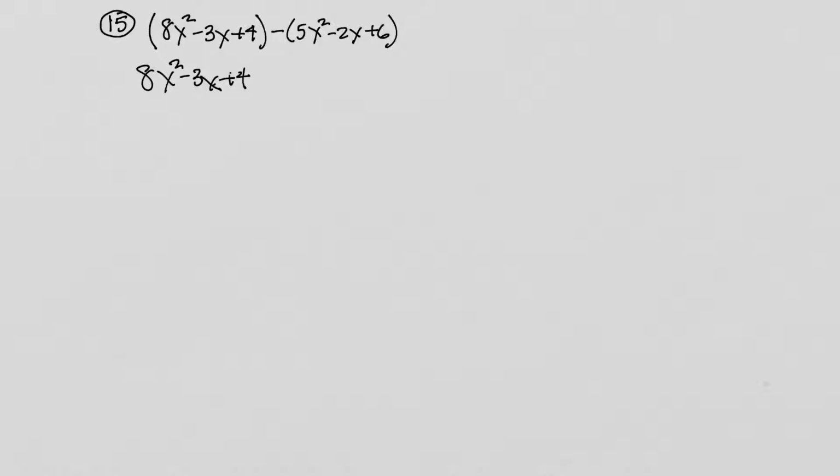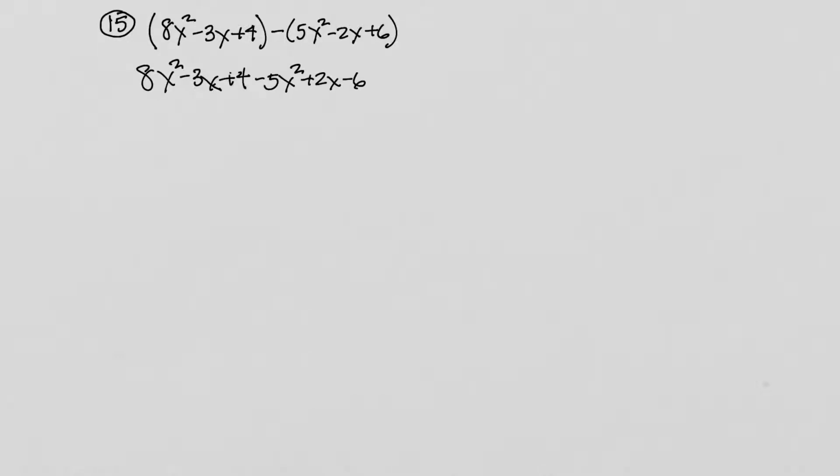And the second set of parentheses, let's distribute that minus sign. So we'll multiply everything in here by negative 1. That'll change all those signs. So we'll get minus 5x squared plus 2x minus 6.